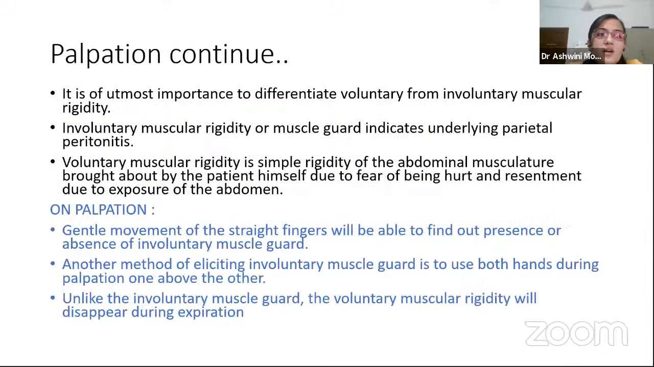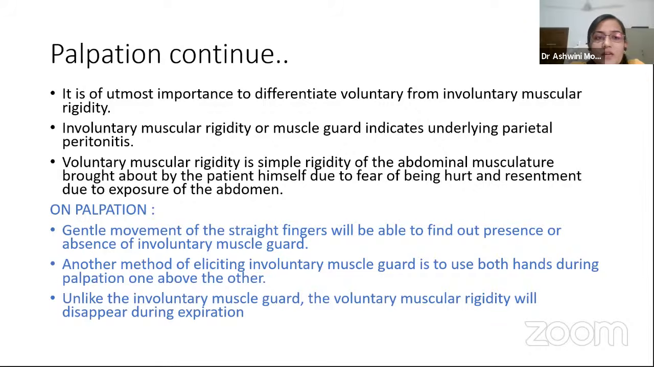So it is of utmost importance to differentiate voluntary from involuntary muscle rigidity. Involuntary muscle rigidity or muscle guard indicates underlying parietal peritonitis, while voluntary muscle rigidity is a simple rigidity of the abdominal musculature brought about by the patient himself due to fear of being hurt or in resentment due to the exposure of the abdomen. As I said before, we give knee and hip flexion during palpation for the same reason. As the patient may have fear of getting hurt during palpation, he might develop a simple rigidity, and we can avoid it by flexion of the hip and knee joints.